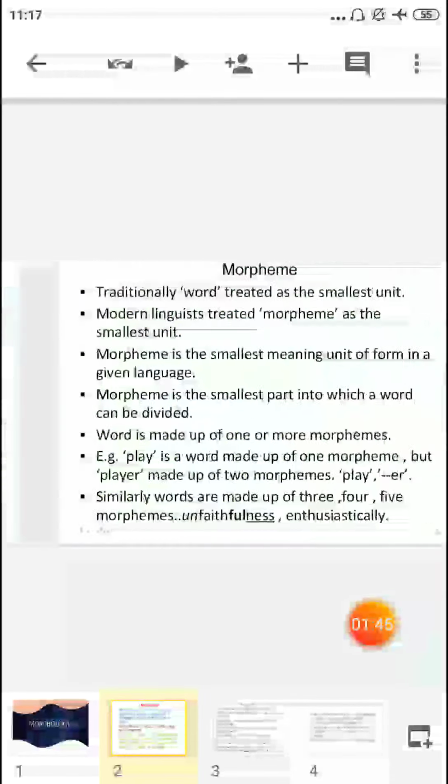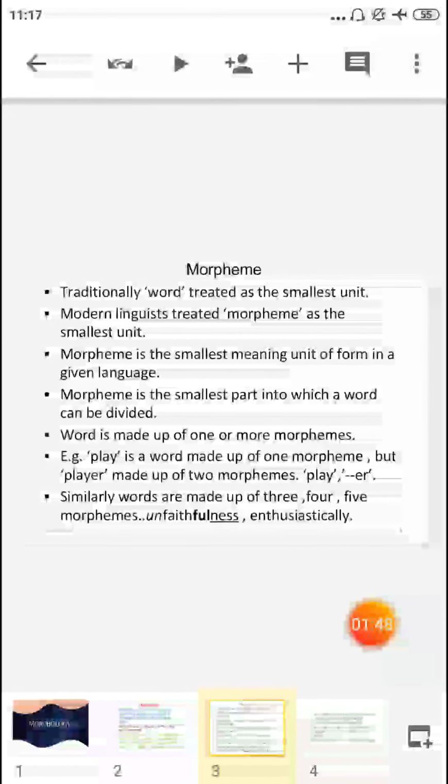suffixes and prefixes. In phonology, as we all know, the phoneme is considered the smallest sound unit. For example, p, a, such. In morphology, we consider the morpheme the smallest grammatical unit. Traditionally, the word was treated as the smallest unit, but modern linguists treat the morpheme as the smallest unit.